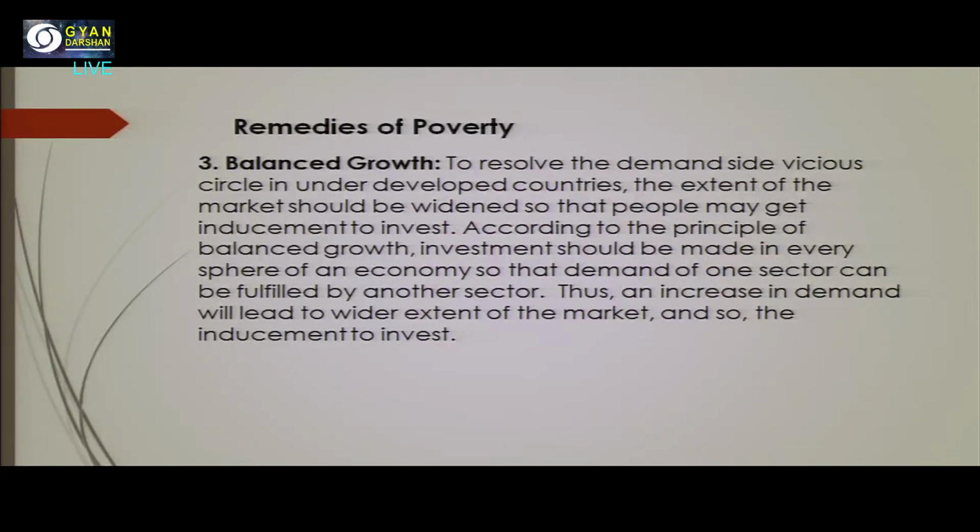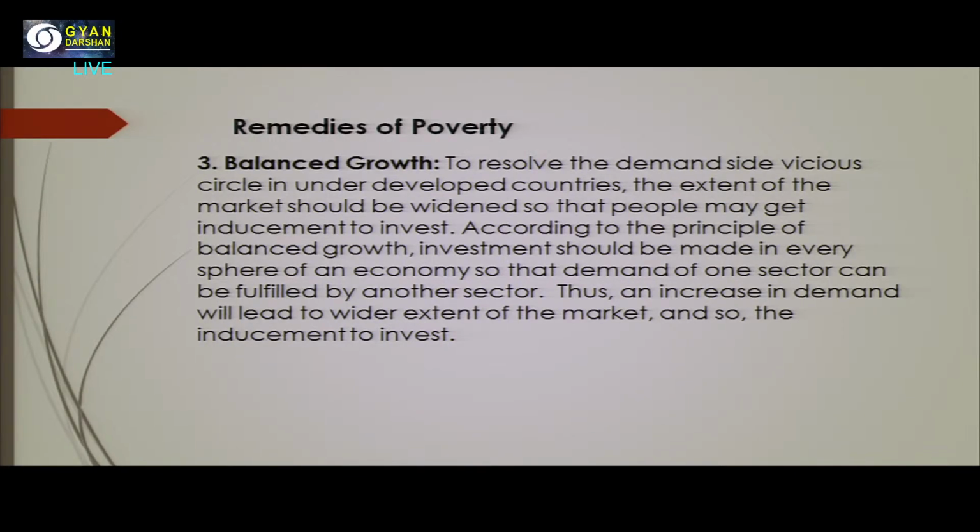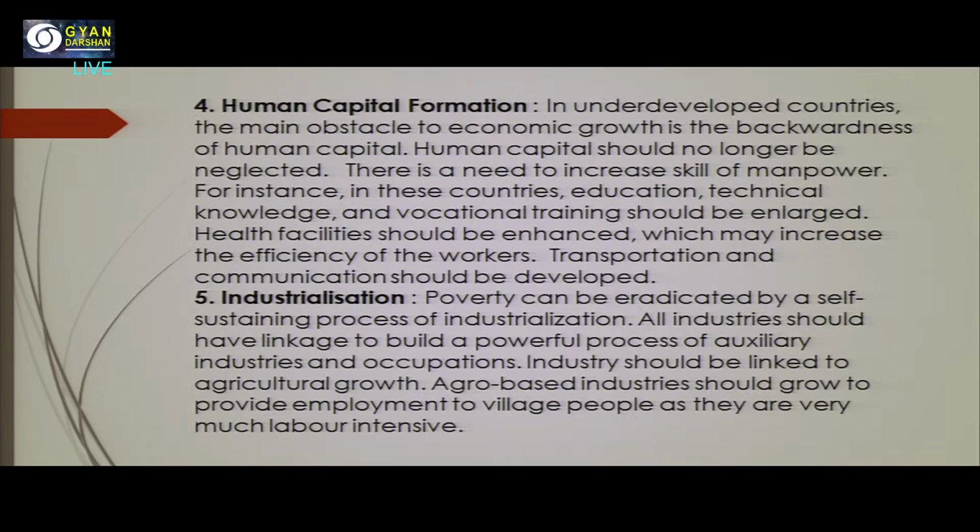Then another one is balanced growth. When the investment is done in all the sectors, when all the sectors grow together, then this is called balanced growth. None of the sectors should be left behind. Again, another form of balanced growth is there should not be any regional imbalances. The growth should happen in all the regions simultaneously, so that people don't need to migrate away from their regions in search of jobs. Enough job opportunity should be there in that particular region itself. So balanced growth is another important factor that is a remedy to poverty.